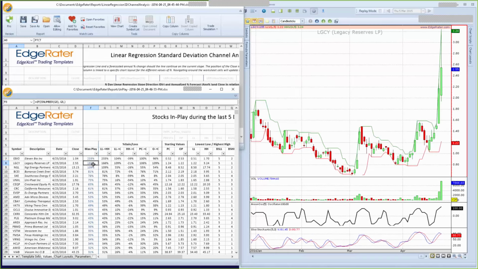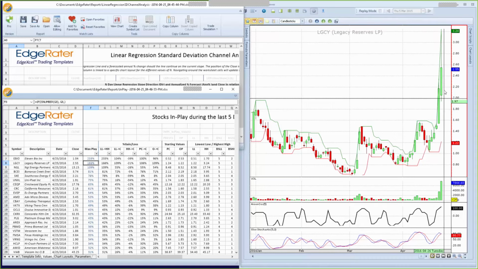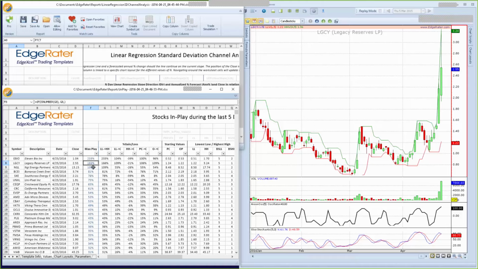Okay. Next on the list, I think you were talking about this earlier, Legacy. Right. So that was one we picked up yesterday from Chris's in-play template. And again, you can see it's had a pretty nice move over the last few days. Yep. So yesterday when we were scanning, it was scanning on this bar here. And then today it had a really nice little 5-minute opening range breakout.